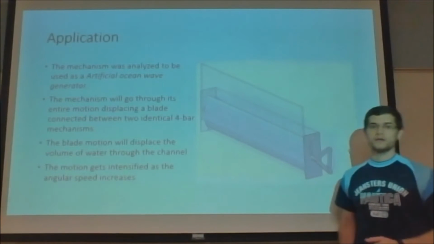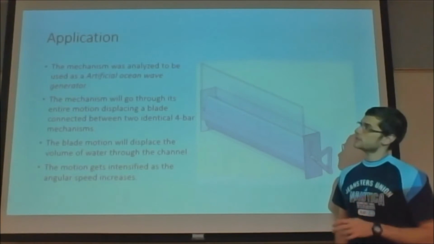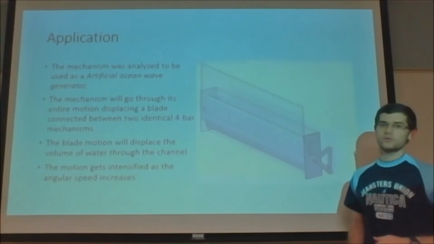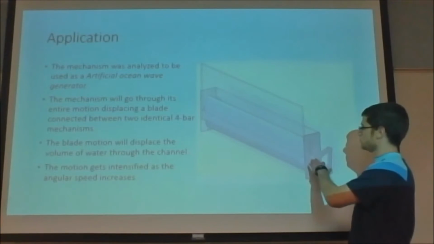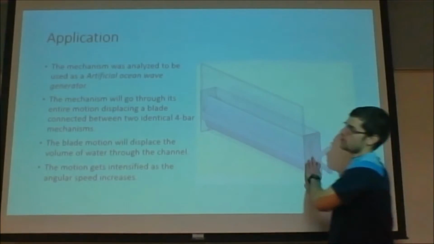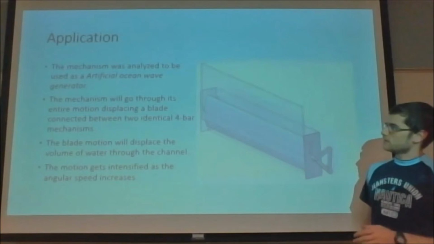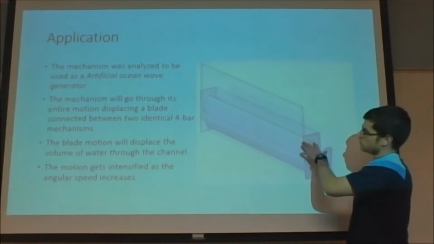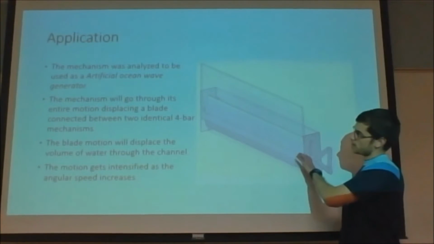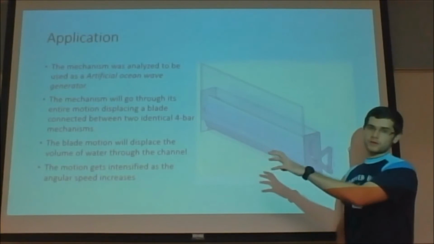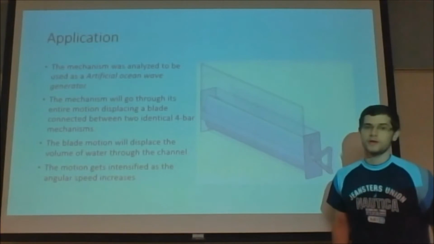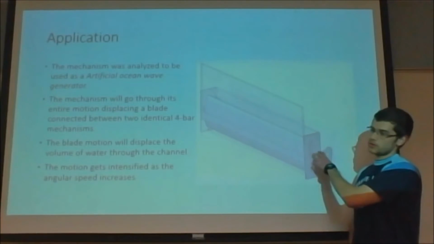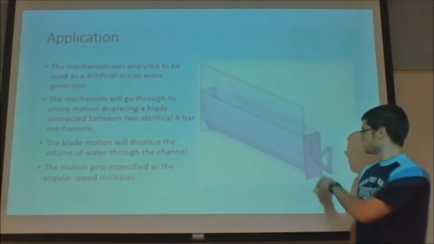The application for this mechanism was chosen as an artificial ocean wave generator. This mechanism will go through its entire motion, displacing a blade which is connected between the two 4-bar mechanisms, and the blade will displace a volume of water inside this channel. Now, the water that was displaced inside this channel will go out and will displace other water outside, creating the wave. And the motion will get intensified as the angular velocity of the mechanism is increased.